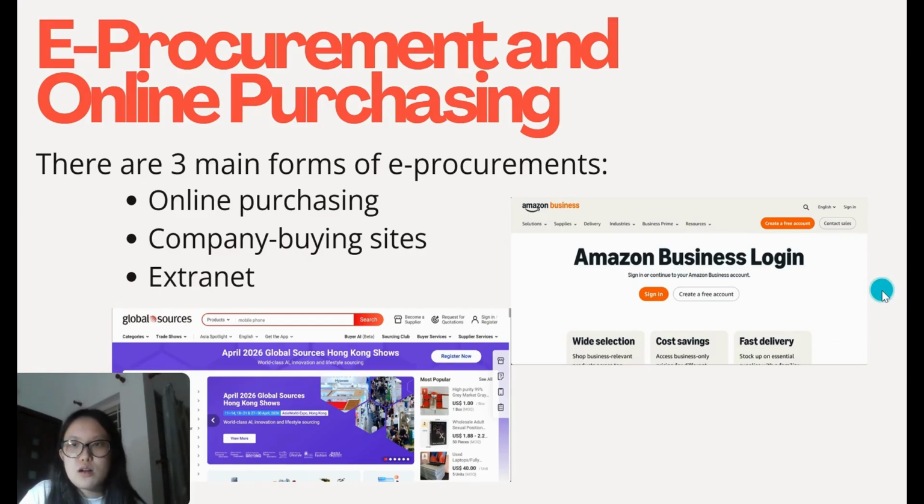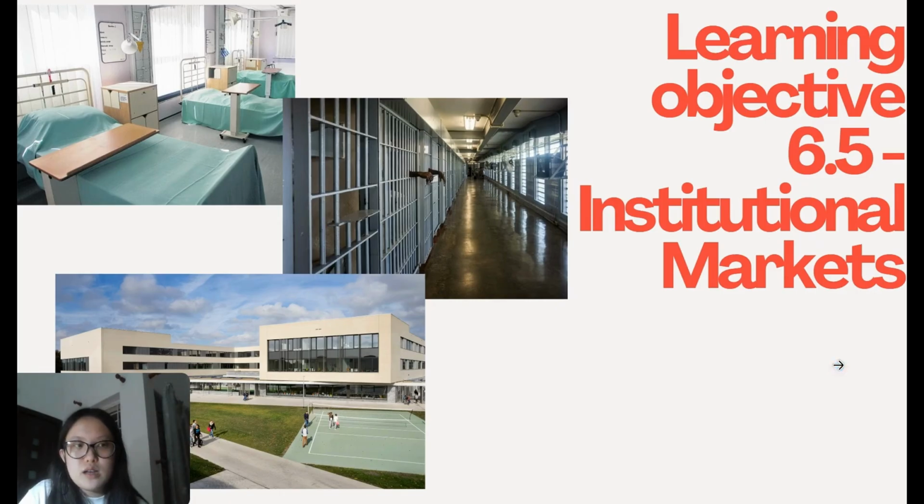So next we're going to move on to learning objective 6.5, which is about the institutional markets. The institutional market consists of schools, hospitals, nursing homes, prisons, and other institutions that provide goods and services to people in their care. Institutions differ from one another in their sponsors and their objectives. Many institutional markets are characterized by low budgets and captive patrons.